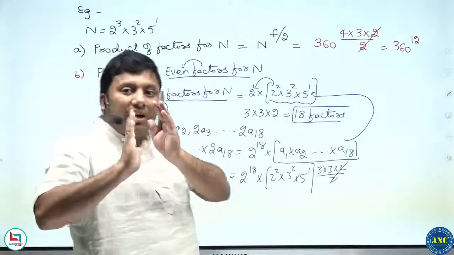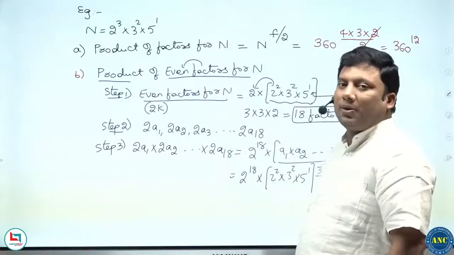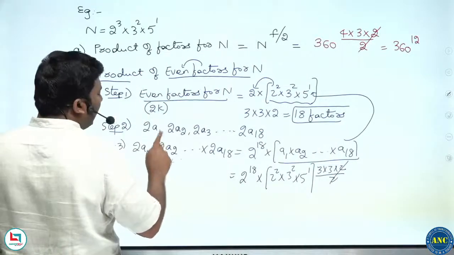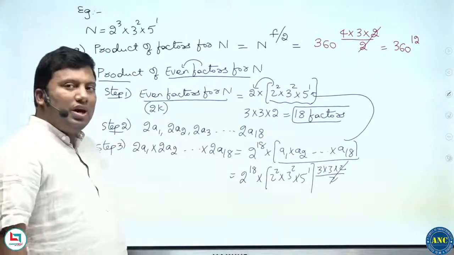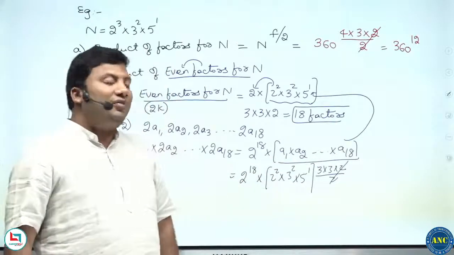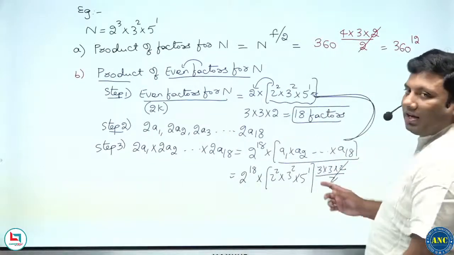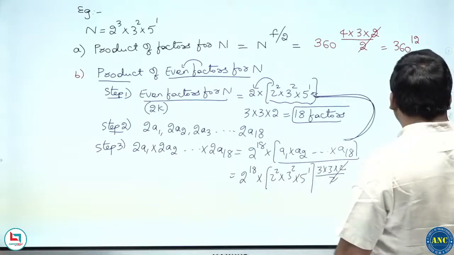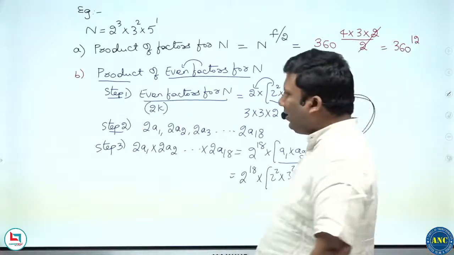Same thing we did in the sum of even factors. After this step I added 2a1 plus 2a2 plus 2a3. But here we have to multiply: 2a1 into 2a2 into 2a3 up to 2a18. It is 2 power 18 into a1 into a2 and so on up to a18. From where did we get these? We got these 18 factors for this number. So the answer is given by number power number of factors by 2. I hope the idea is clear.